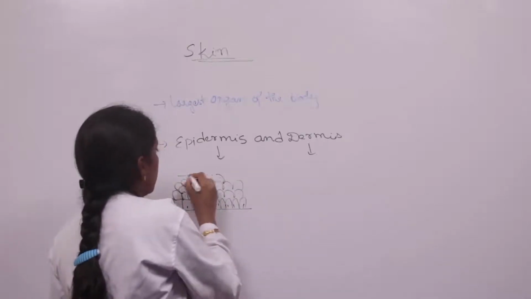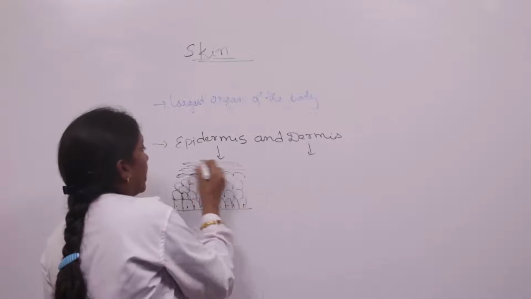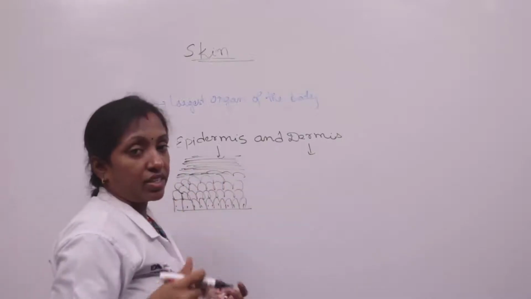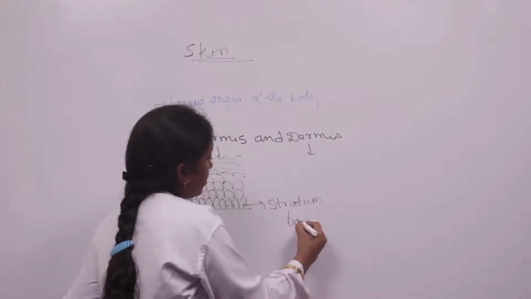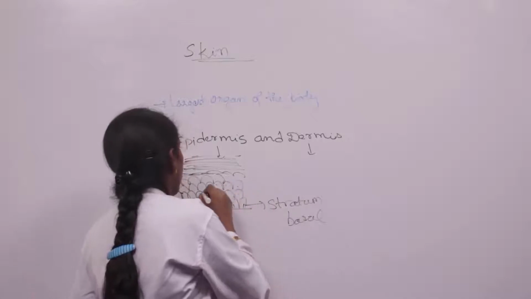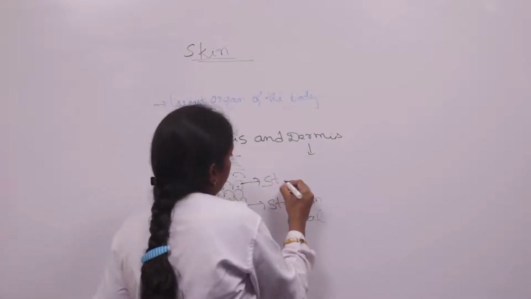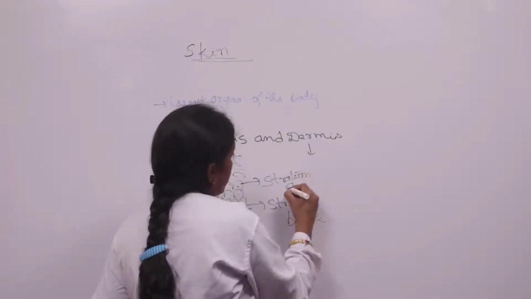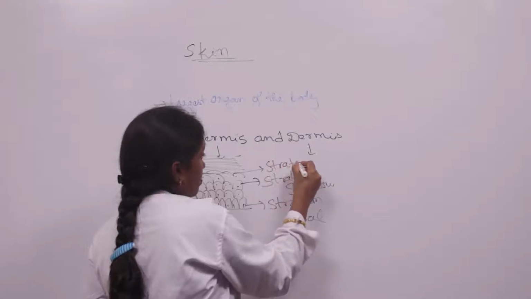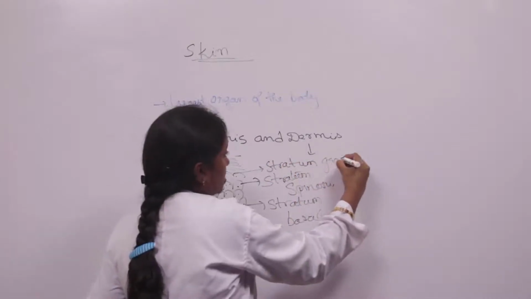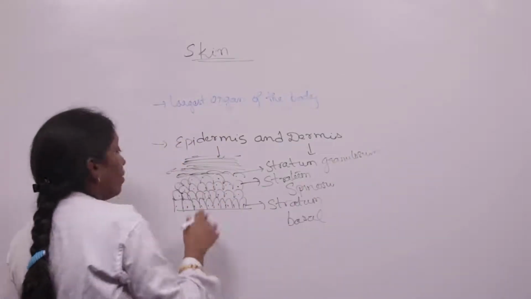Here the cells become flattened, and later on the cells die and get occupied by keratin. The basal cells we call stratum basale. The outer 3 to 4 layers of polyhedral cells we call stratum spinosum, and outer to that we have stratum granulosum, which is nothing but the flattened cells.